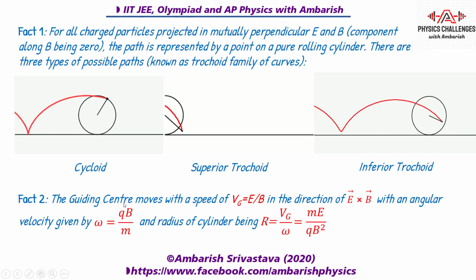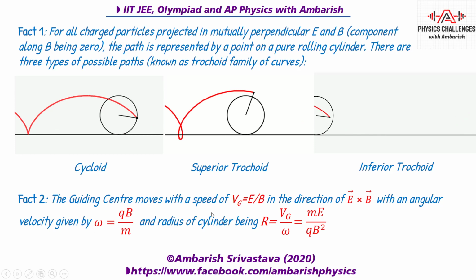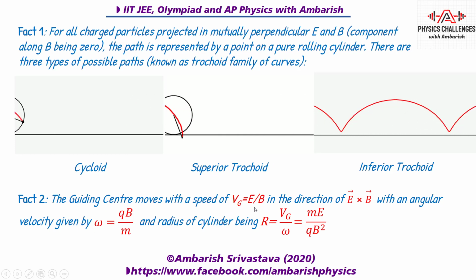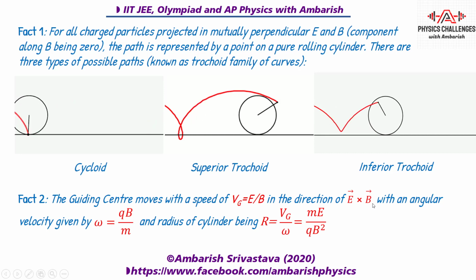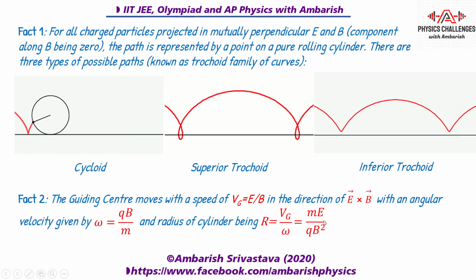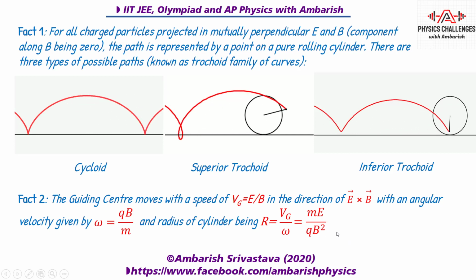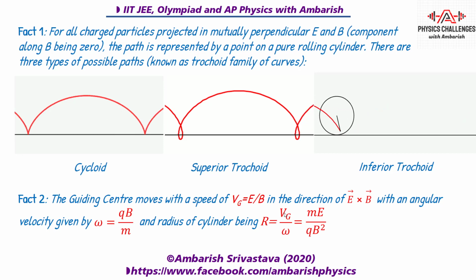And in the standard motion also, omega is QB by M. So these things hold even with the standard problem, that is when you release from origin. Vg is E by B, E cross B is the direction of rolling, omega is QB by M, and the radius of the rolling cylinder is ME by QB square. So now we are going to use these facts for quickly solving the problem at hand.